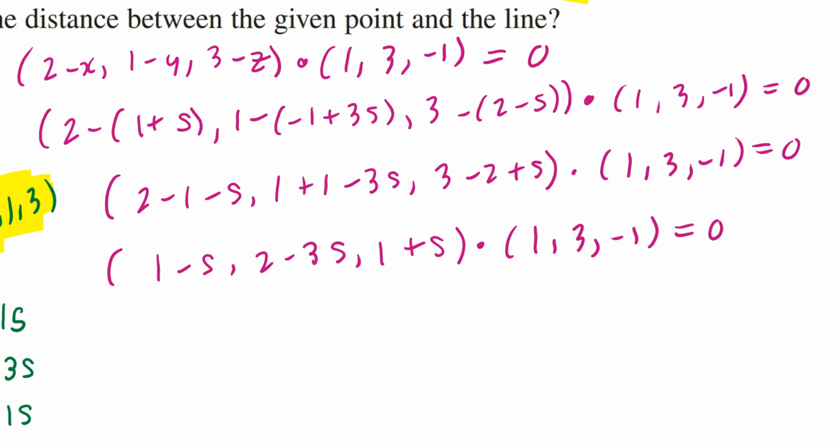On the left-hand side, if you take 1 minus s times 1, that's going to be 1 minus s. 2 minus 3s times 3, that's going to be 6 minus 9s. 1 plus s times negative 1, it's going to be minus 1 minus s. Again, that equals 0. You're going to collect like terms.